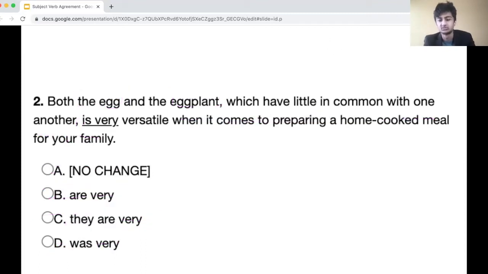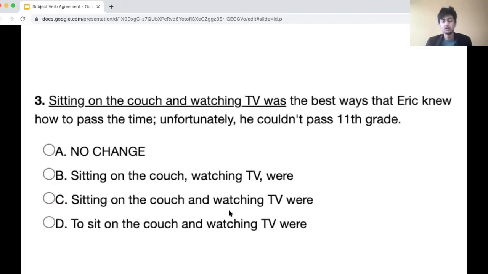All right, so let's move on to the next one. Sitting on the couch and watching TV was the best way Eric knew how to pass the time. Unfortunately, he couldn't pass 11th grade. Poor Eric. So once again, let's first start off by identifying our subject. Sitting on the couch and watching TV was the best way that who knew? That Eric knew. Eric is going to be the primary subject of this sentence.